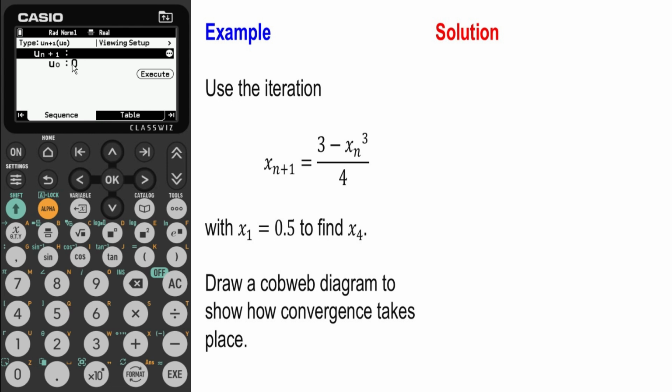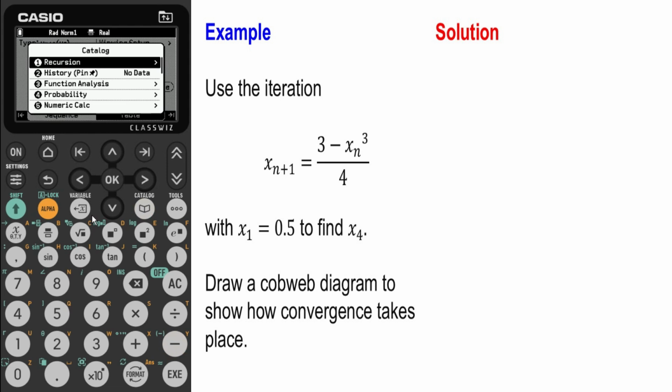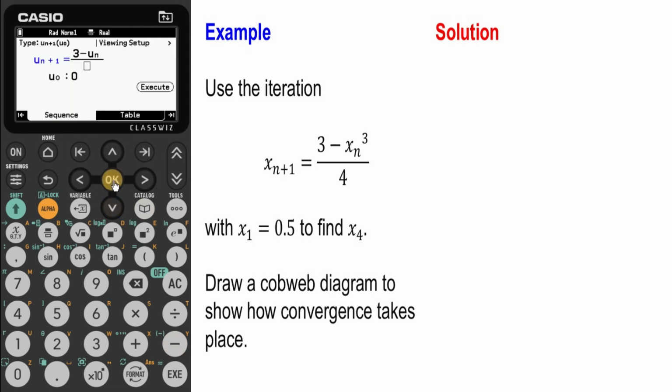Let's key in the iterative formula. We have 3 subtract. Now, to get the u_n function, we press catalog, then we go to recursion, and then we go to the second option for u_n. So we have 3 subtract u_n cubed all over 4. We've got the iterative formula, u_{n+1} equals (3 subtract u_n cubed) all over 4.